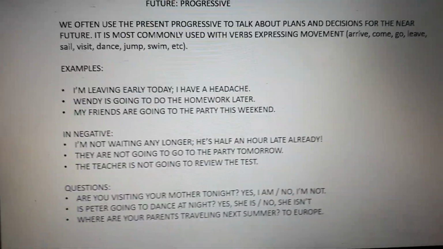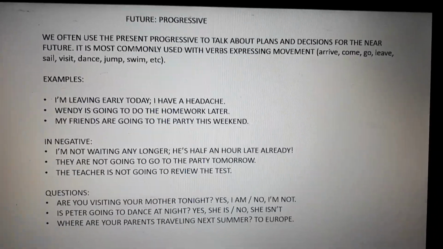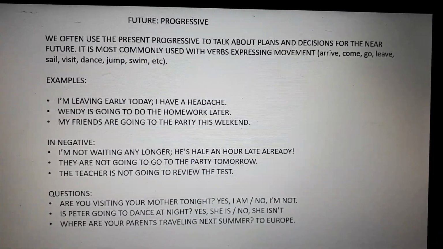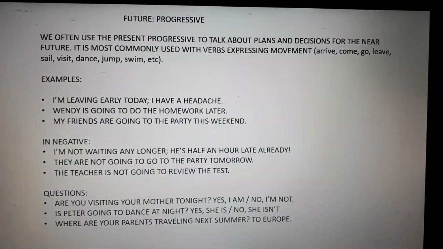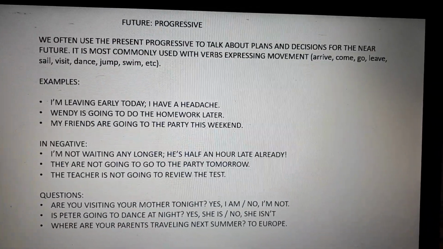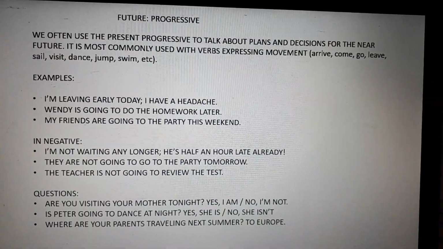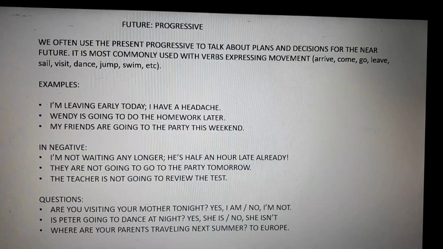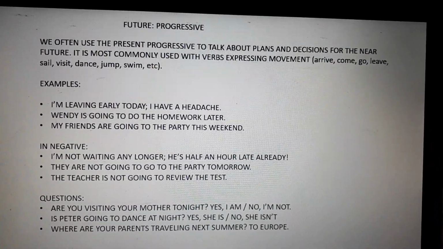Today we talk about future progressive. If we talk about future progressive, it is very similar to the present progressive because it's an action that you're going to do in the nearest future. For example, later, at night, in the afternoon, tomorrow, in the next weekend, etc.